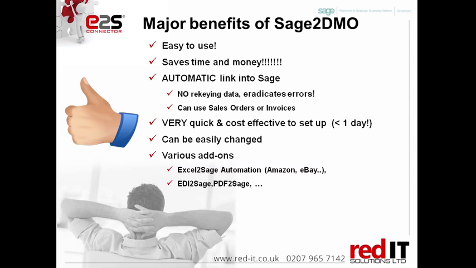It can easily be changed in case you have some special requirements, and there are various different add-ons to the system, including things like Excel to Sage Automation, which allows you to bring in orders from Amazon and eBay, EDI to Sage, which allows you to link it to retailers like Tesco's and Asda's and so on, and PDF to Sage, which allows you to import things from PDF documents. You can find details of that on our website.